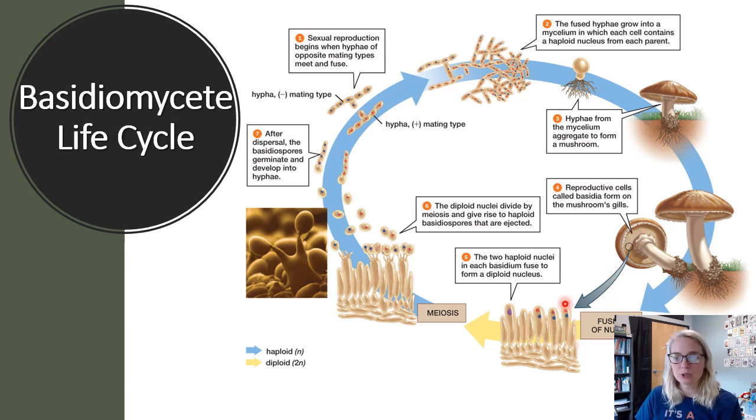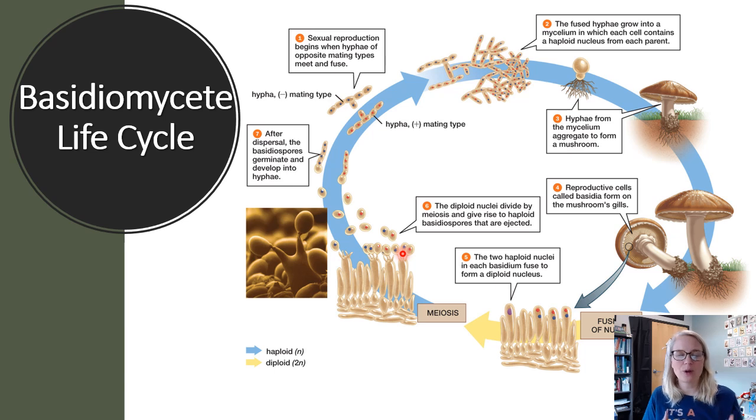So they produce these little structures here called basidium. That's the naming origin of basidiomycetes. And so your two haploid nuclei, the red and the blue, will fuse. That's the sexual part. So you have two different genetic combinations fusing together to make a diploid nucleus, and it will quickly go through meiosis to produce 4 haploid gametes, these spores.